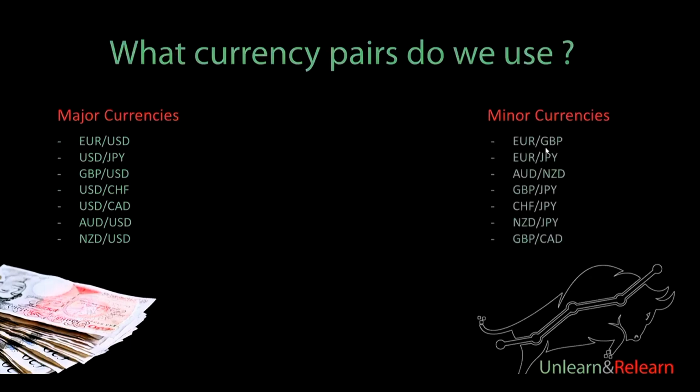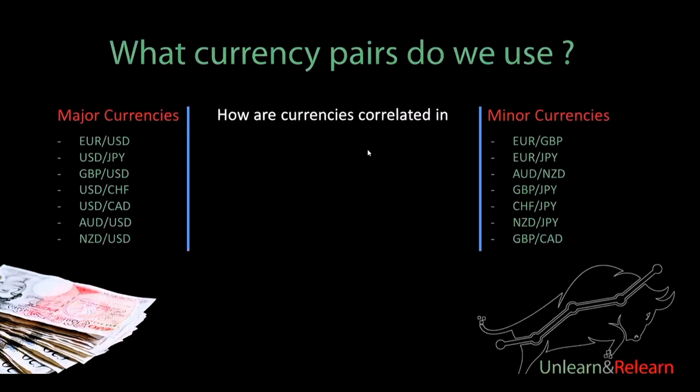here, which are like your euro against the pound, euro against the yen, AUD versus New Zealand, and so on and so forth. This is important for you to understand which pairs are going to have the most volatility, or which pairs are going to be the easiest to trade in different sessions. Now, one really important thing to note is how currencies are correlated in different sessions. This is also extremely important.